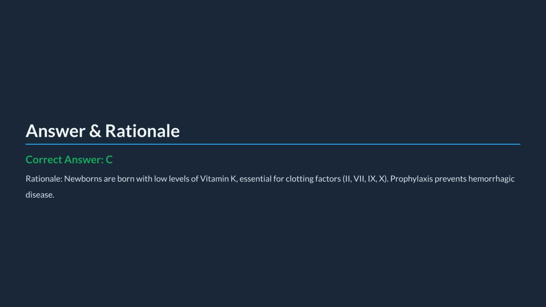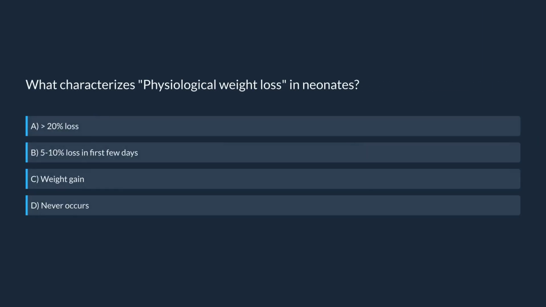Which vitamin is specifically needed to prevent bleeding in newborns? The correct answer is C. Newborns are born with low levels of vitamin K, which is essential for clotting factors. Prophylaxis prevents hemorrhagic disease.